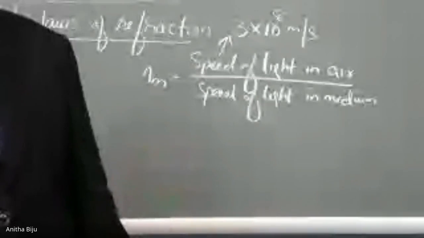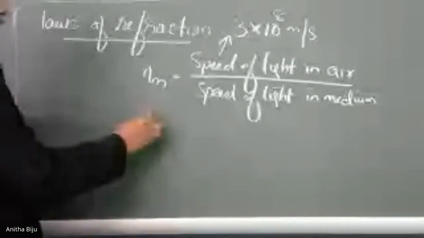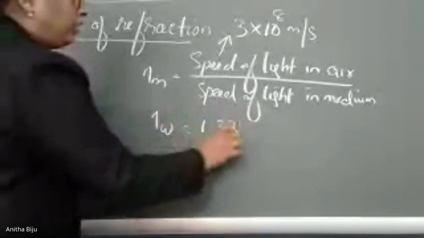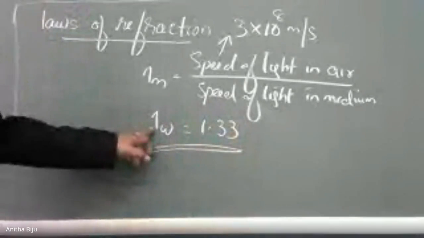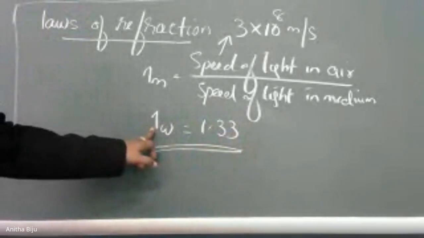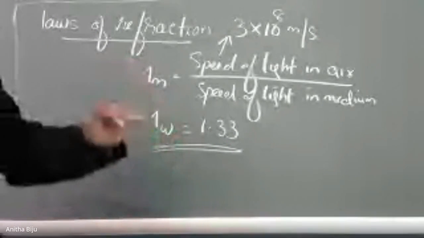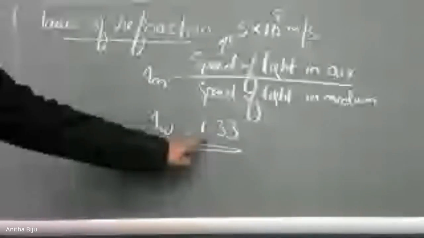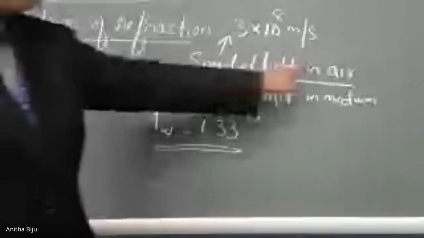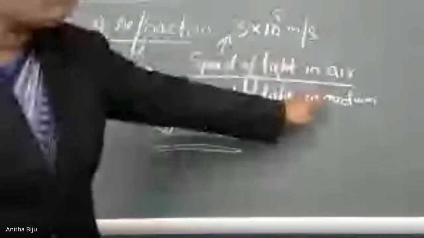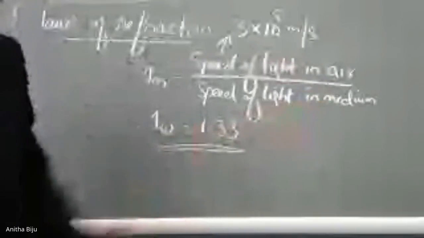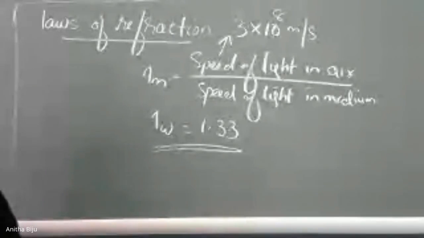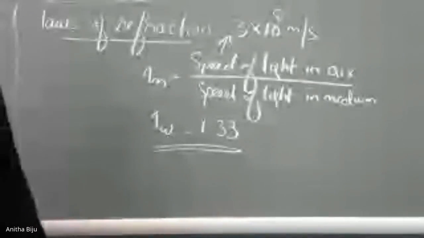Suppose the refractive index of water, so here I will write it like this, n_w, is equal to 1.33. This is the refractive index of water. So what do you mean by this? The ratio of the speed of light in air and the speed of light in water is equal to 1.33. So here, speed of light in air divided by speed of light in water is equal to the value 1.33. This is the meaning of the absolute refractive index. Okay, I think this part is clear to you.